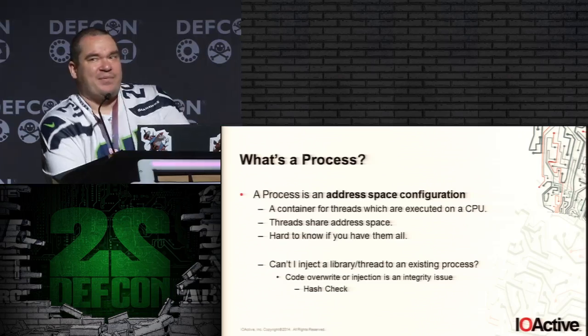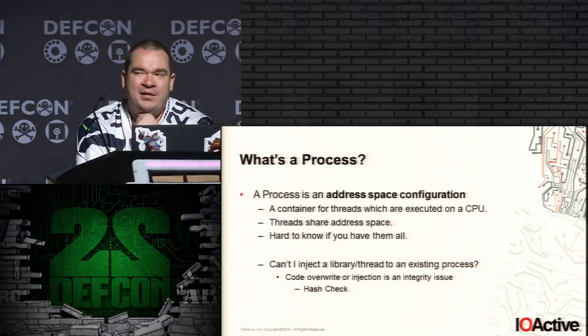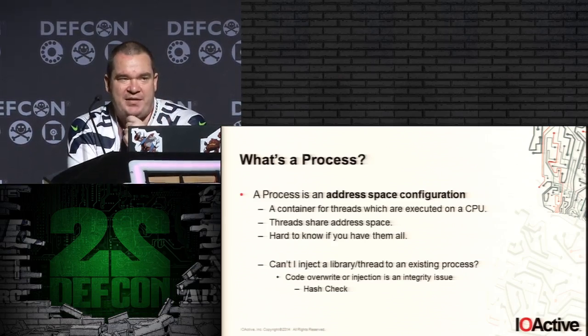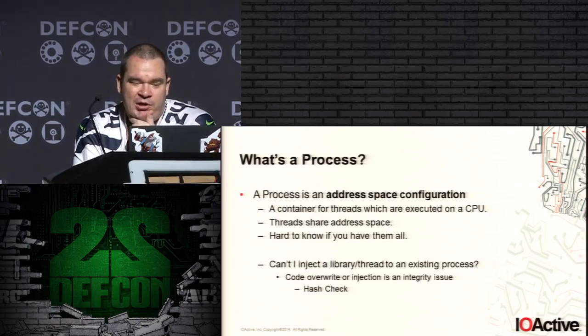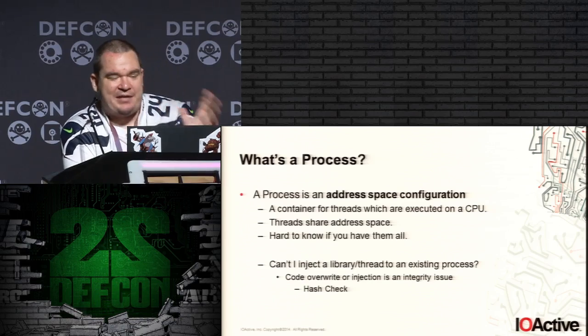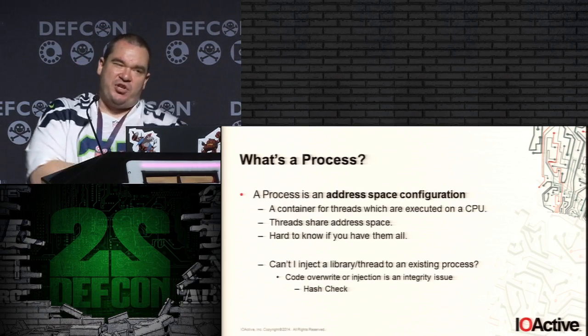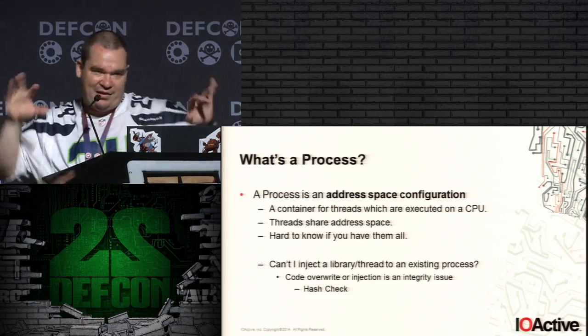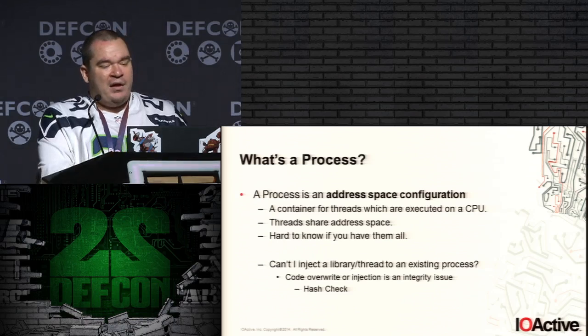A lot of people talk about a process as a thread container, right? But a process is also an address space configuration. They share a common address space, and that's why we have to lock and do things like that. So they're a container for threads. It is kind of difficult to know if you have all the processes, especially if someone is unlinking pointers and whatever else.